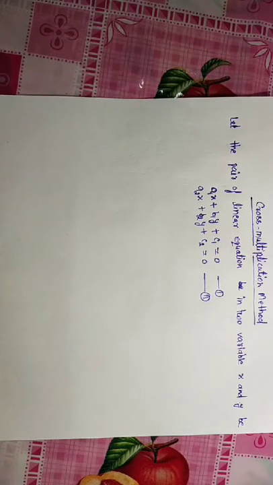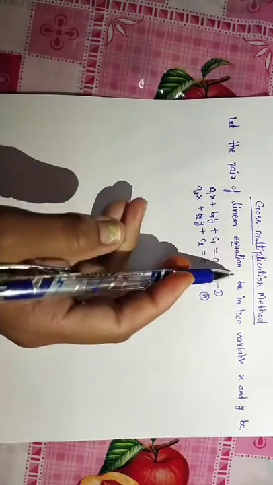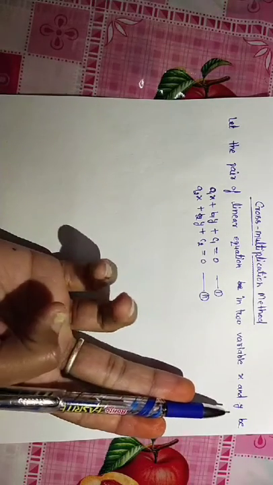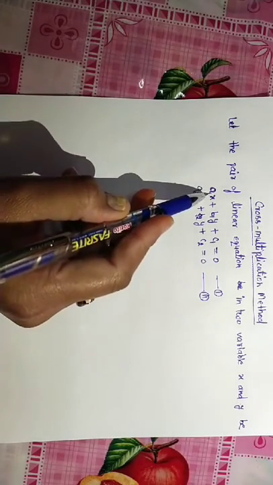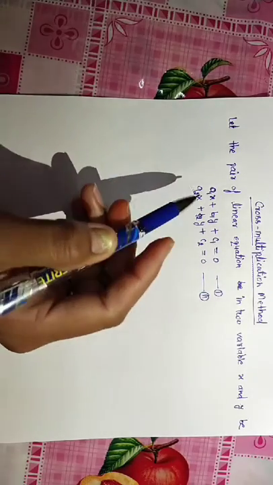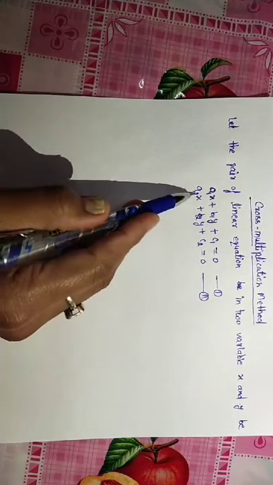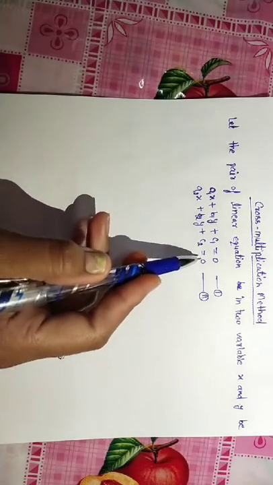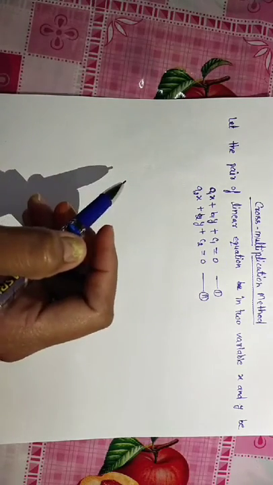Hello everyone, today we learn about cross multiplication method. Let the pair of linear equations in two variables x and y be a1x plus b1y plus c1 equal to 0. This is the first equation, and the second equation is a2x plus b2y plus c2 equal to 0.